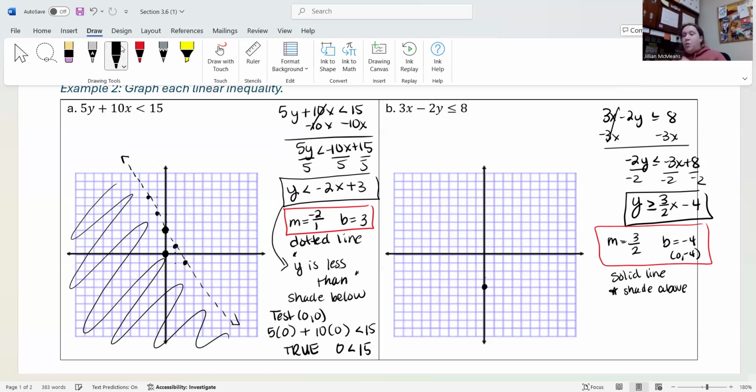And then from there, I want to apply my slope. Now, my slope is positive 3 over 2. So that tells me to go up 3 to the right 2. So I go up 1, 2, 3 to the right 2. Up 1, 2, 3 to the right 2.